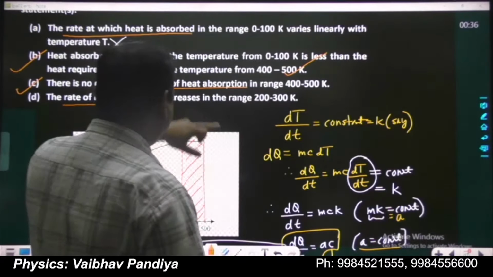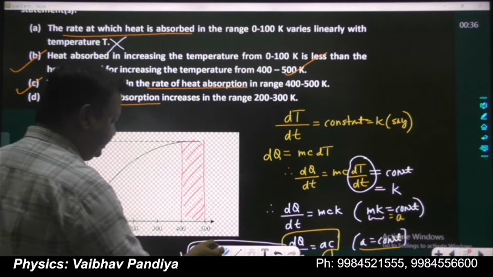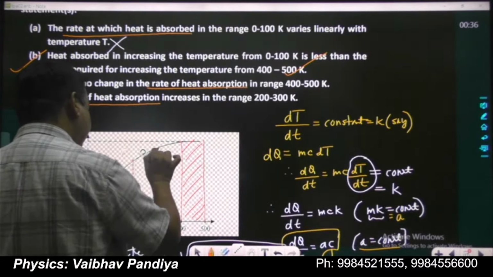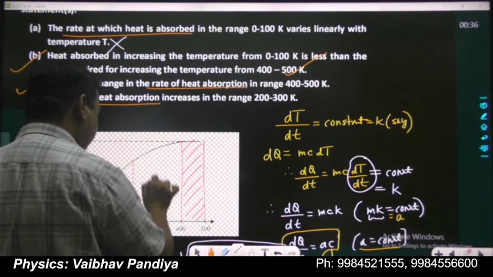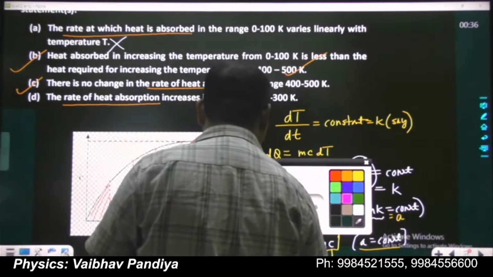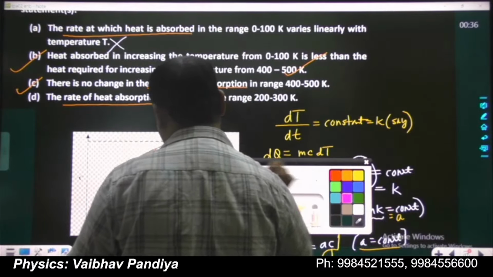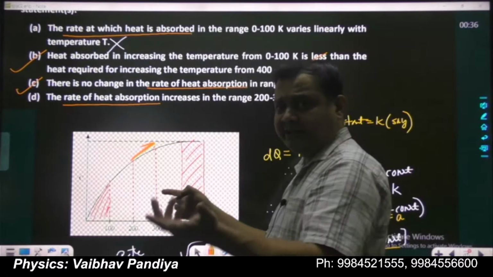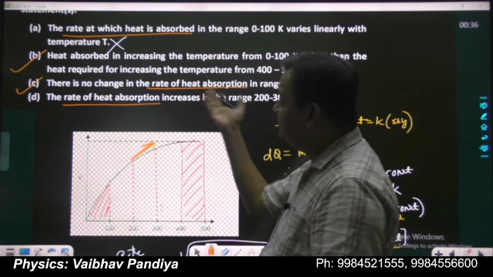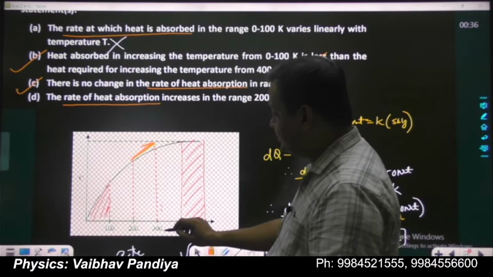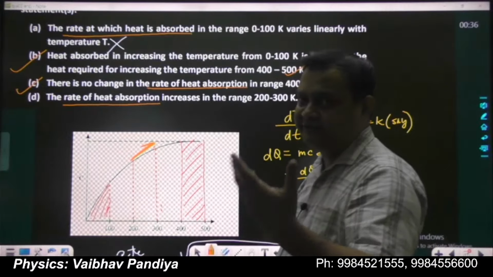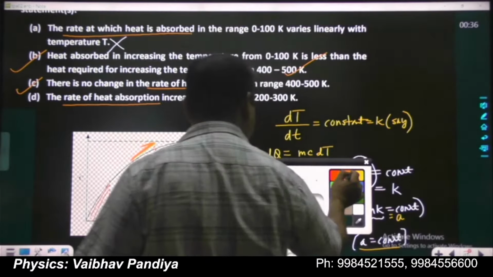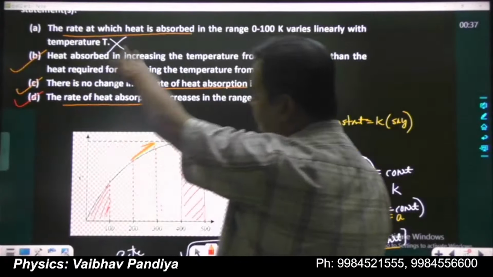The rate of heat absorption increases in the range from 200 to 300 Kelvin. Now, what about 200 to 300 Kelvin? So this is your 200 Kelvin and this is your 300 Kelvin. Again, we are talking about the rate of absorption, so we will focus on the behavior of C. So you can see C is increasing, though it is increasing in a curvilinear way, but that doesn't matter. It's simply about the increment. So from 200 to 300 Kelvin, C is increasing. And if C is increasing, your rate of absorption will be increasing. So option D is also the correct option. Okay. So except A, all three are correct options.